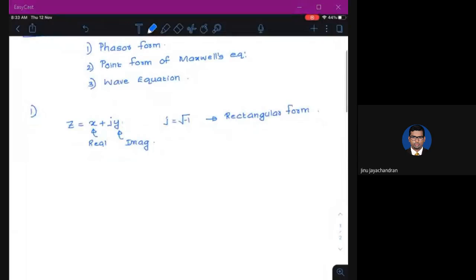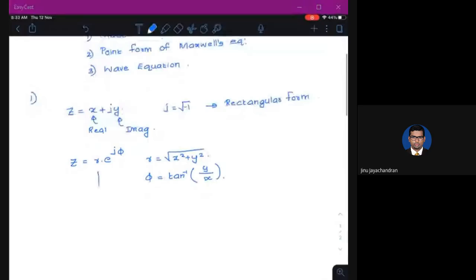Similarly, I can represent Z as R e raised to j phi, where R is equal to root over x square plus y square, and phi is equal to tan inverse of the ratio of the imaginary to the real coefficient, which is y by x. And this is called the polar form.